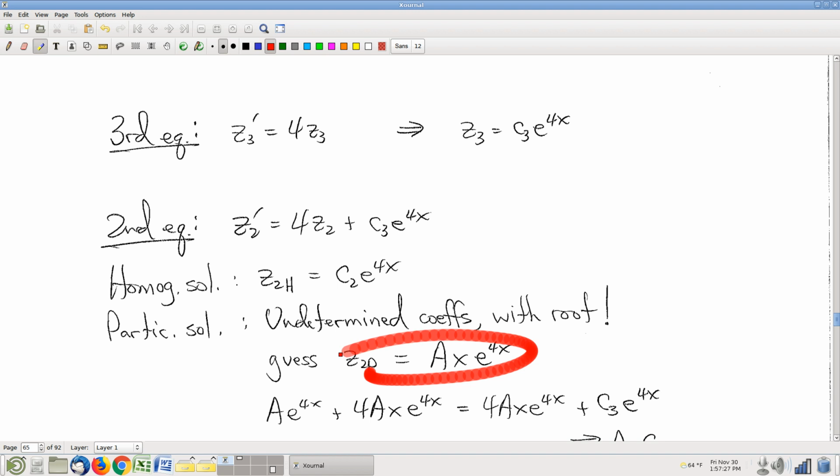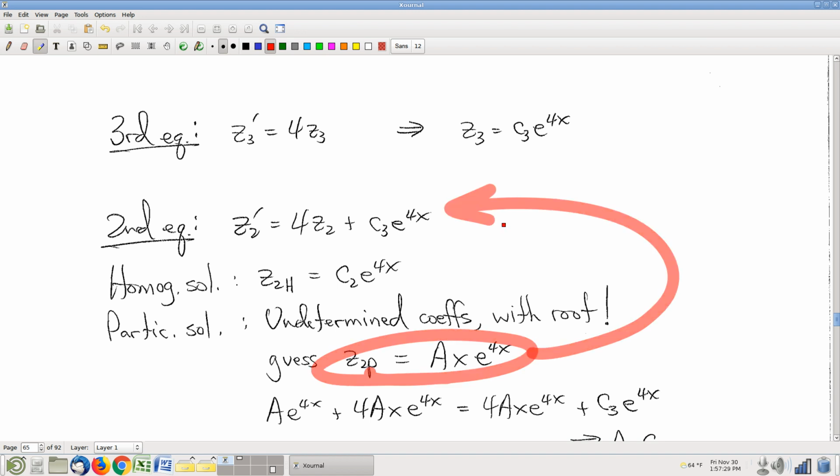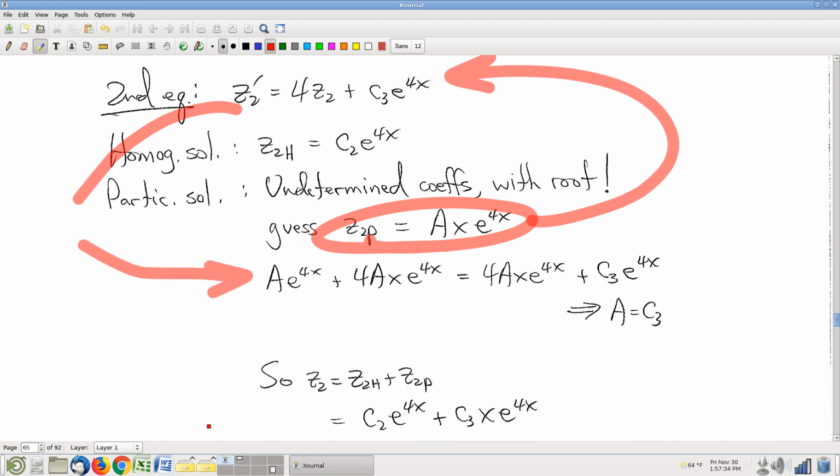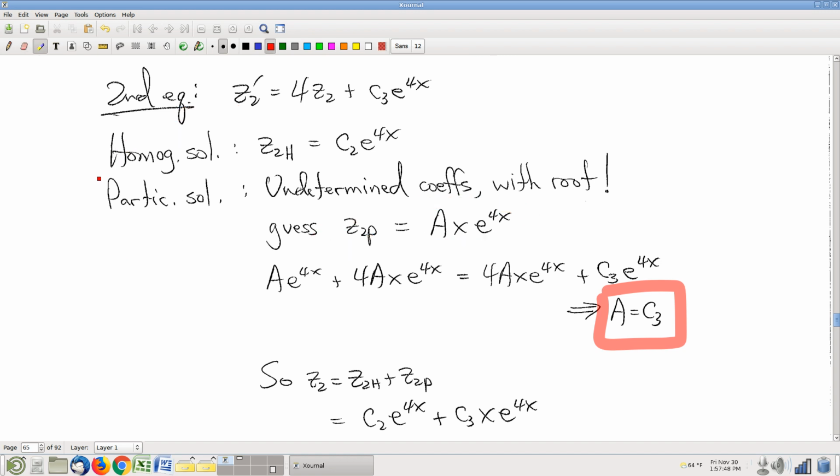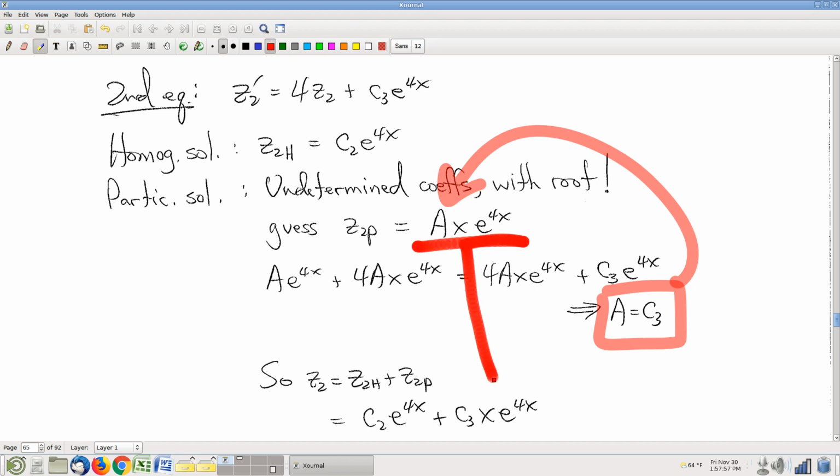You take your guess and you plug that into the differential equation, and out comes this, and chug, chug, chug, and here's your A. A ends up being C3. Okay. All right, so C2, let's see here, so this C3, this A is C3, thus making that turn into this.